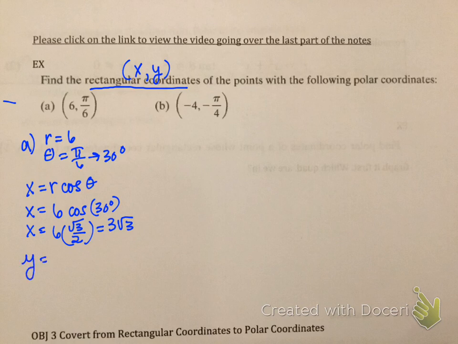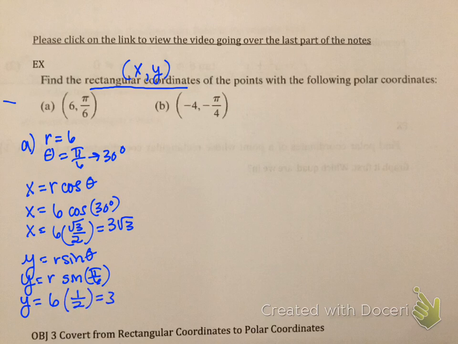Let's do y. So y equals r sine theta. So y equals r times sine of pi over 6, or 30 degrees. So y equals 6 times sine at 30 degrees, which is 1/2. So half of 6 is 3. So I'm not done because my last step is to write this up as a coordinate. Notice that 6, pi over 6 would be equivalent to quadrant 1. And I get the values of 3 radical 3, which is positive, 3. So this is part A, and this is my answer in rectangular coordinates.